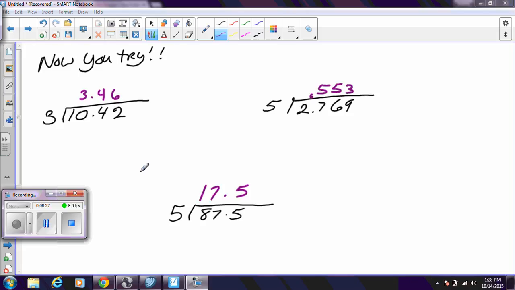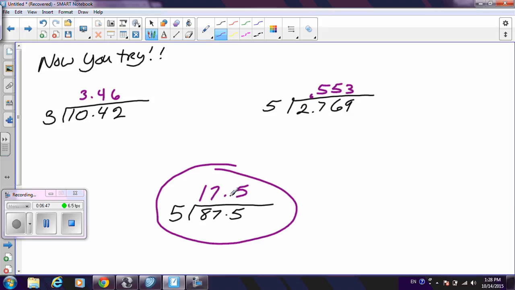All right, now you should have gotten the following answers. For the first one, you should have received 3 and 46 hundredths. The second one, you should have had 553 thousandths. And for the third one, you should have had 17 and 5 tenths. Now, this third one is the only one that worked out to where when you divided, you had zeros at the end. These other two, it seemed like you could continue on, right? Well, we'll talk tomorrow in class about what we need to do to finish those up.